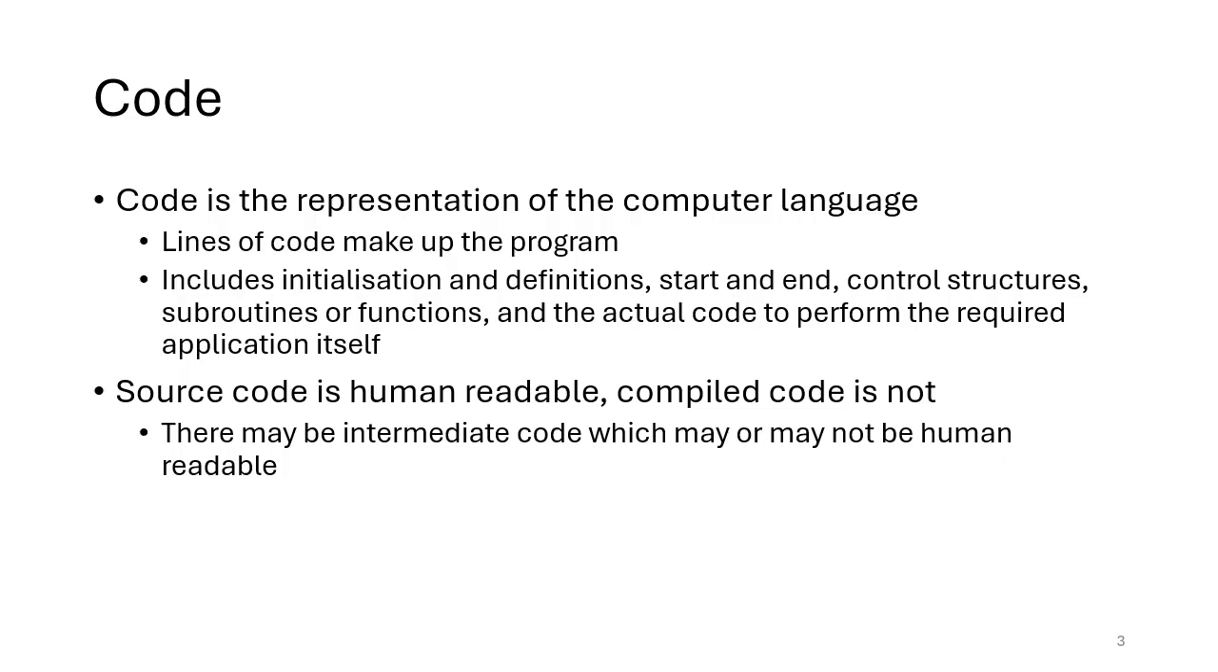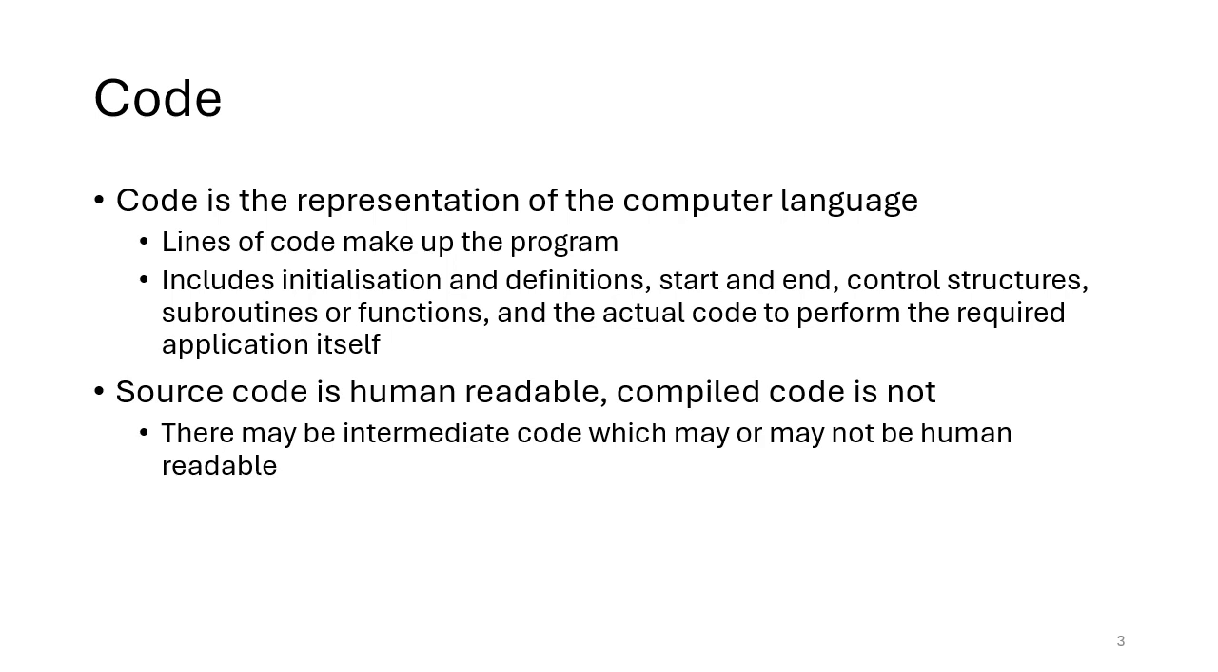So code is the representation of the computer language. Lines of code make up the program. These lines include initializations and definitions. There's a start and end, so the code knows where to start and when to stop. There are control structures. There may be subroutines or functions. And then there's the actual code that's used to perform the required application itself.